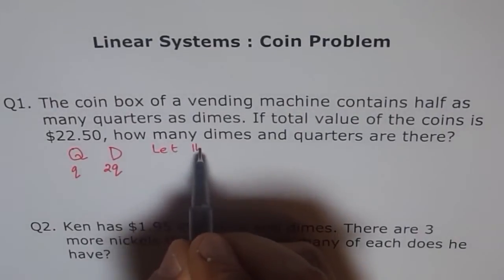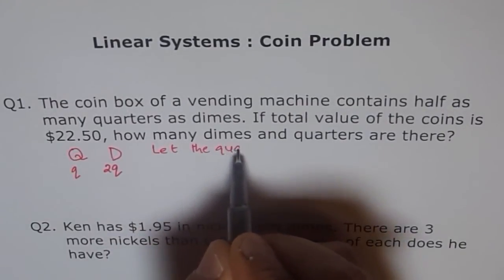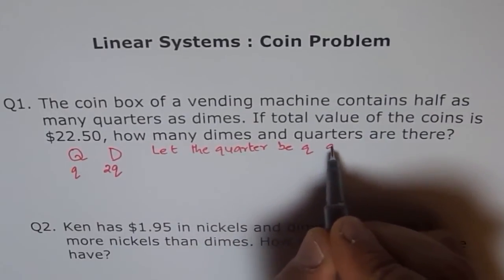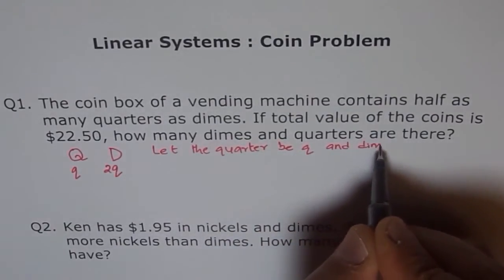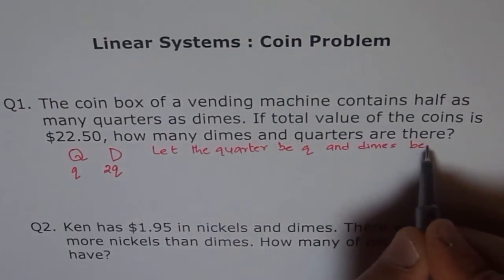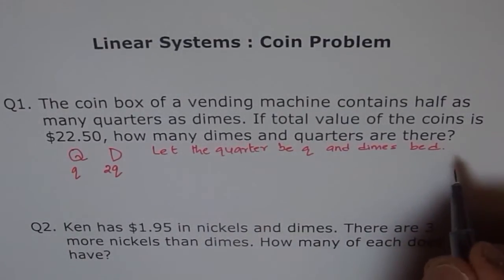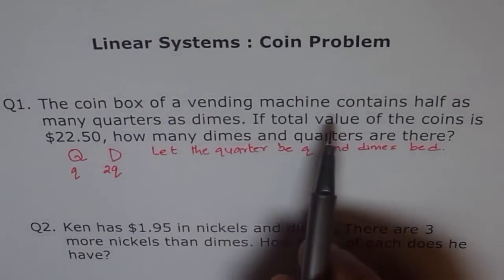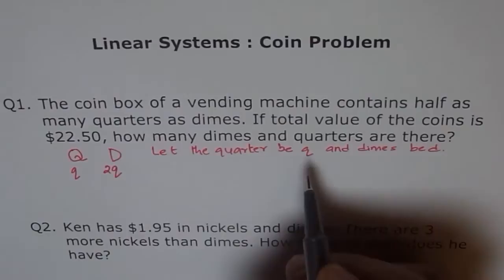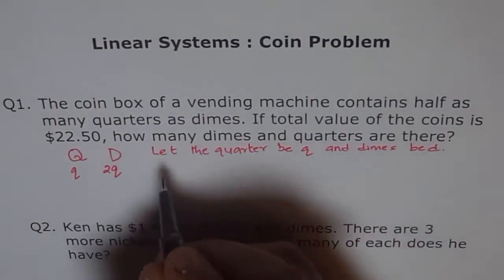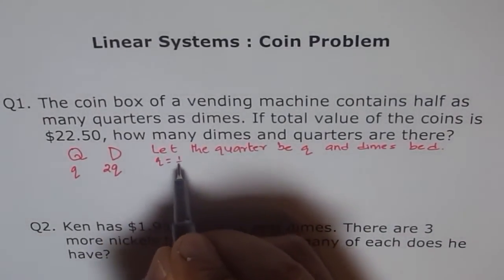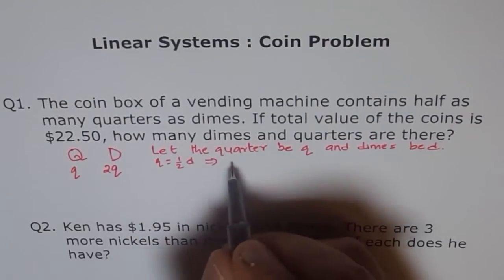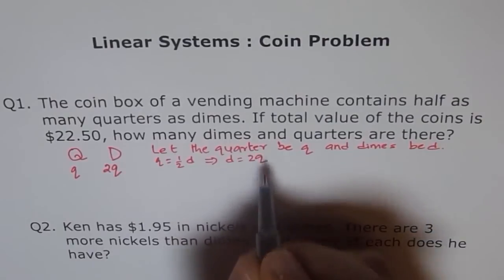Let the quarters be Q and dimes be D, right? In numbers, right? Now, so contains half as many quarters. So number of quarters is half of D. So we say Q equals half of D, right? So this implies that D equals 2 times Q, correct?